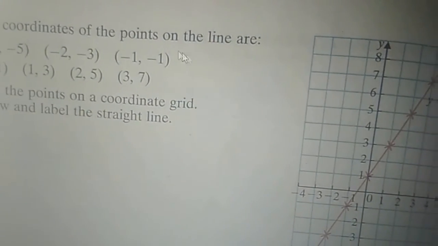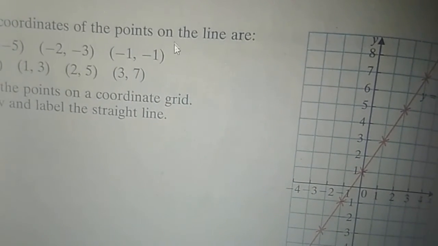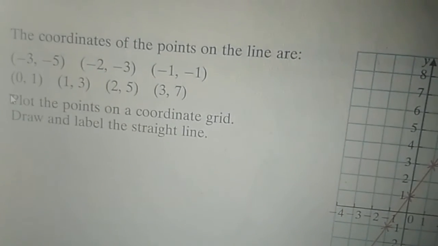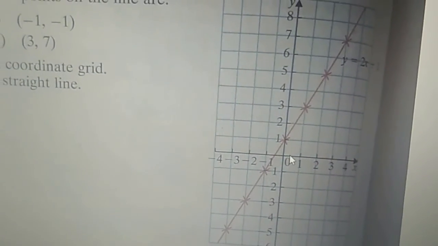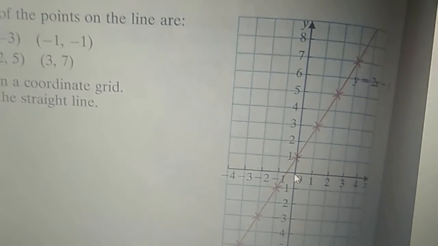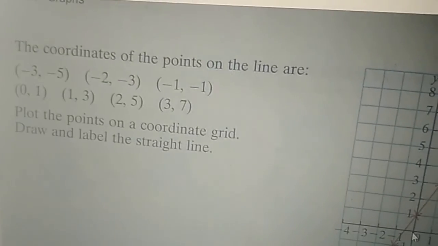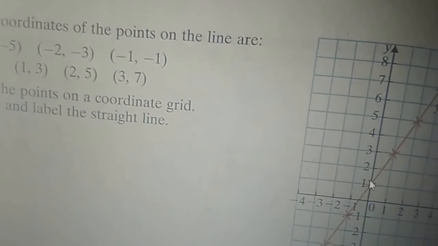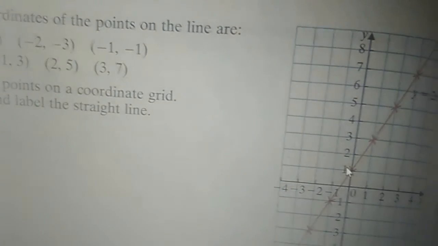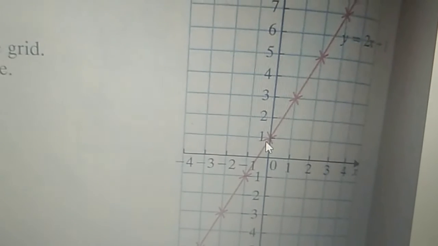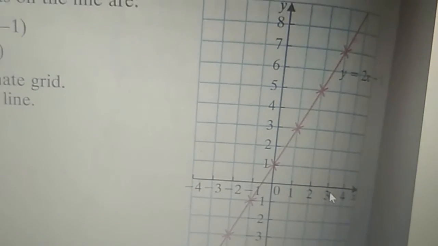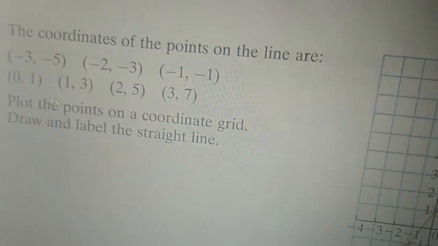Then 0, 1. Till now we have dealt with the negative values. Now we are dealing with the positive values. The next value is 0 and 1. So 0 on the x-axis is here, no change, and 1 on the y-axis is here. They have put a cross mark on 1, because 0, 1 is here, since on the x-axis we have nothing, only 0. Then 1, 3.